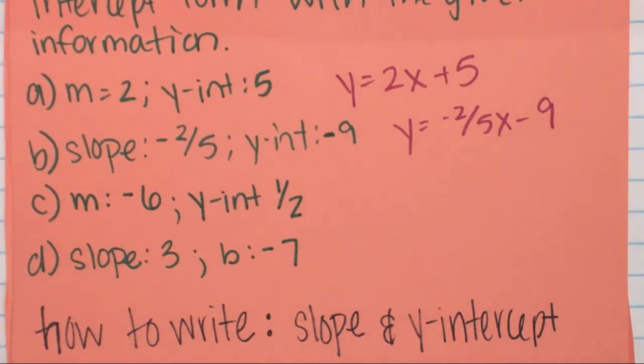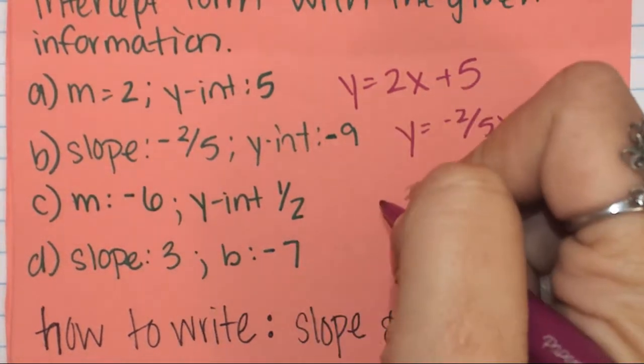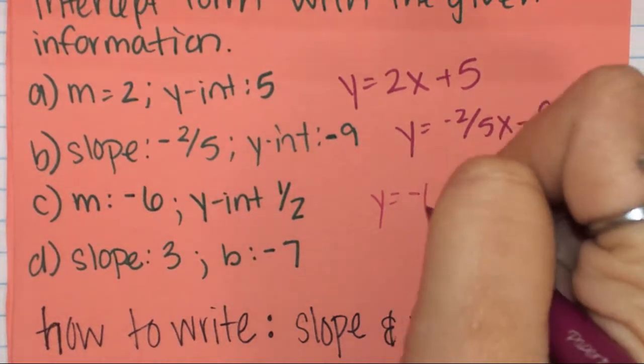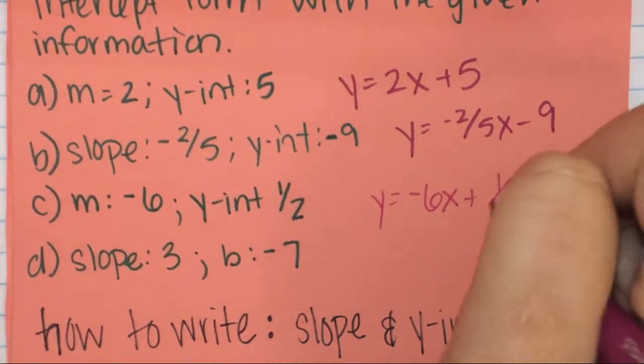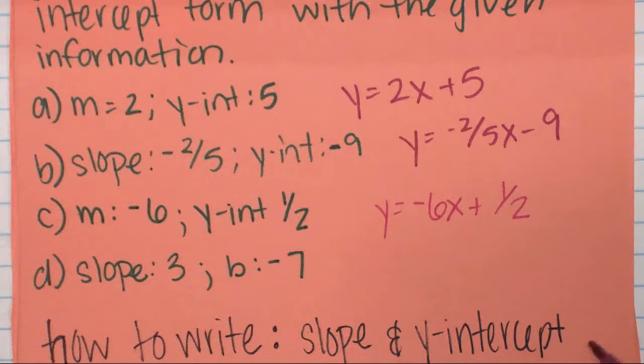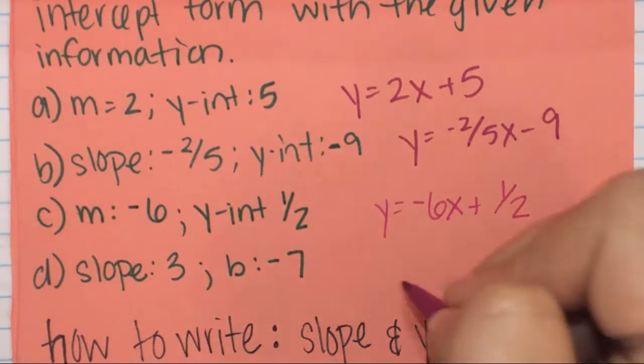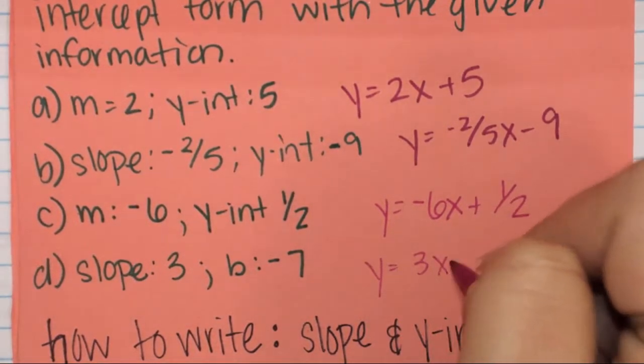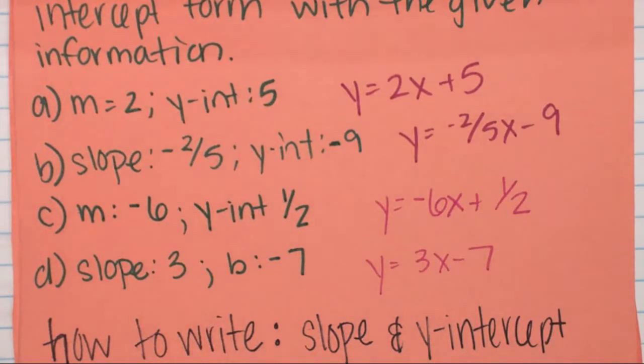For C, how did you write your equation? All right, how did we write it for D? Good.